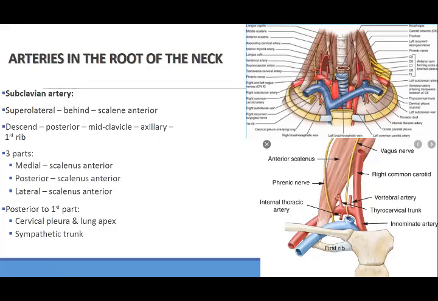That is not shown here. Here they have shown only the structures passing anterior to the subclavian, which include the vagus nerve and the phrenic nerve. These are the structures which are lying in front of the first part of the subclavian. In fact, the phrenic nerve and the vagus nerve, the 10th cranial nerve, are passing between the subclavian artery and the subclavian vein.